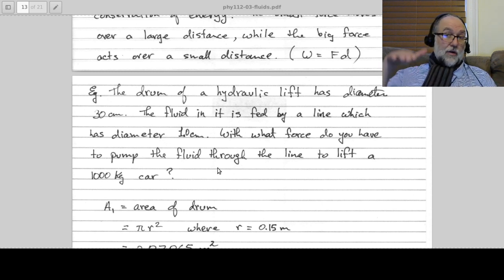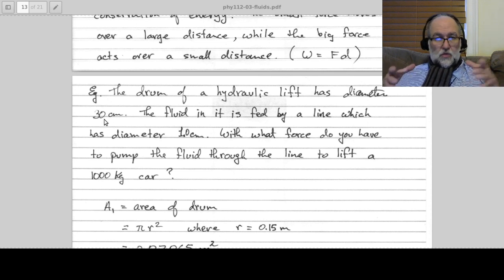And you'll also notice that the car goes up very slowly. That's because the fluid is going in fast, but because the drum has a big cross-sectional area, the same amount of volume is obtained over a small distance. Okay? All right. So the drum of a hydraulic lift has a diameter of 30 centimeters.